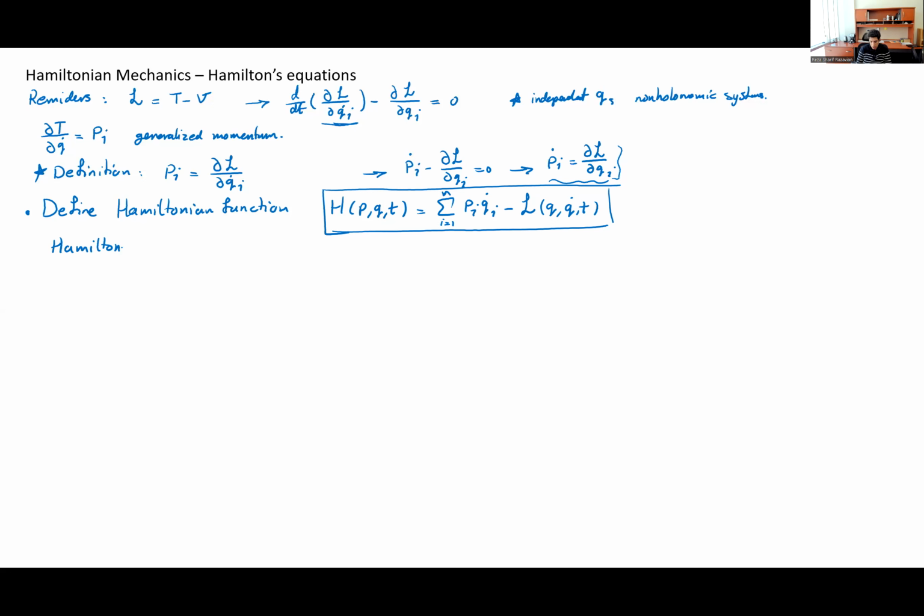Hamilton's, not Hamiltonian. I say Hamilton's. Canonical equations are partial H, partial p_i equals q dot i, and partial H, partial q_i equals minus p dot. Well, maybe I could write it this way: minus this equals p dot.